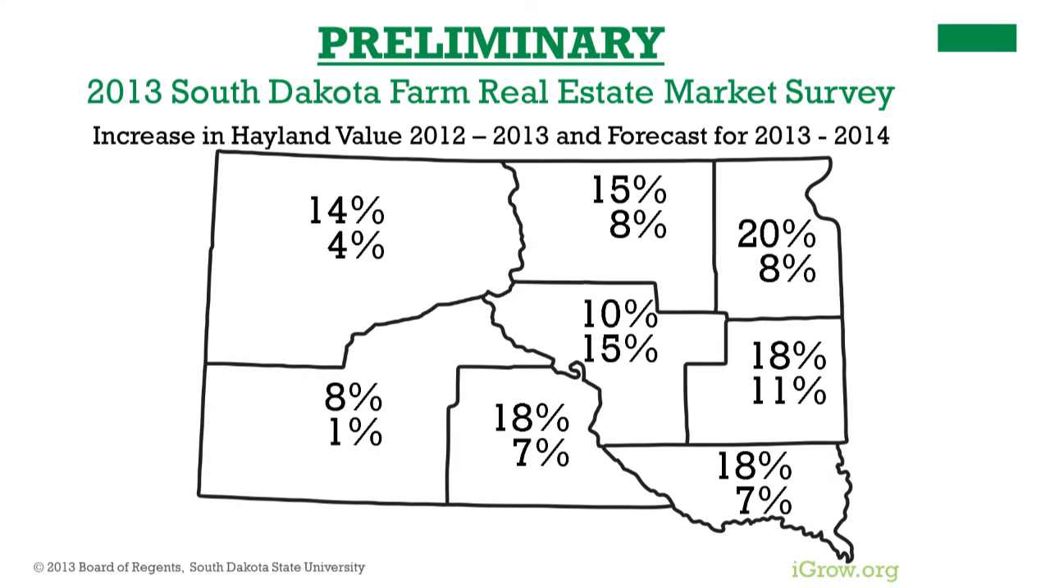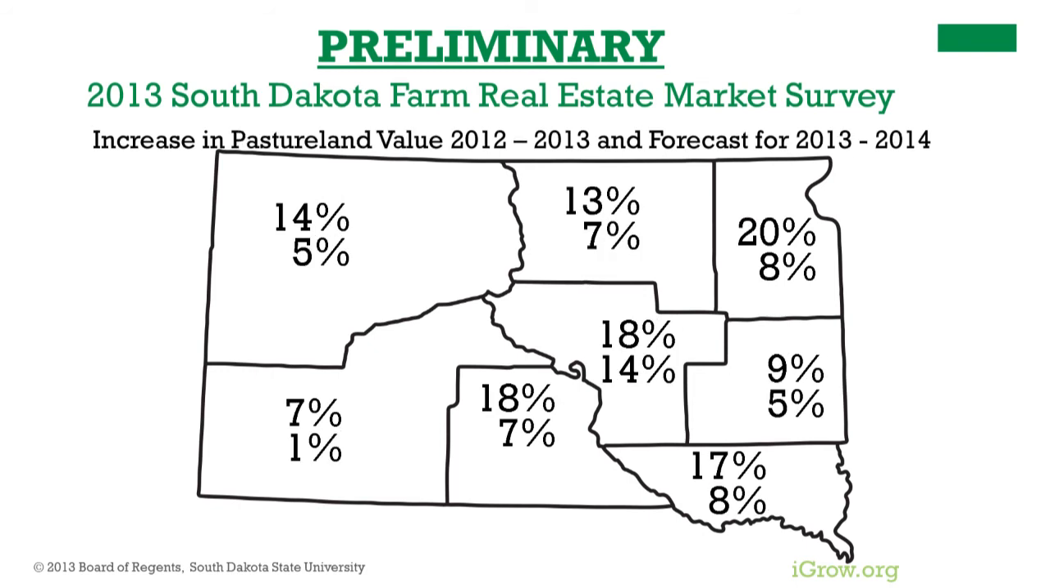The same kind of situation applies for hayland. Perhaps we're getting a little more consistency across the state, but now we're starting to see some single-digit increases being forecast for 2013 into 2014. Same kind of situation on pasture land, although we're seeing more single-digit increases in 2014 from more regions of the state. The central region, again, is very strong, and the respondents believe that pasture land in the central region of South Dakota will probably still show some significant increases during 2013, to be reported on in 2014.